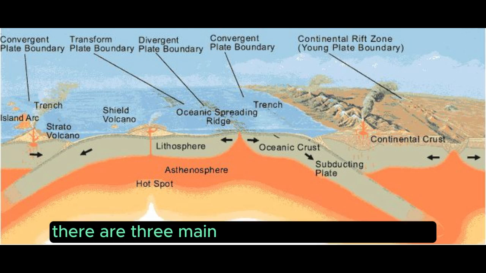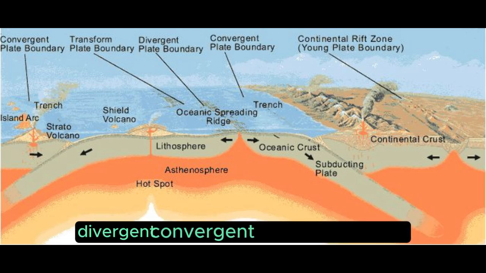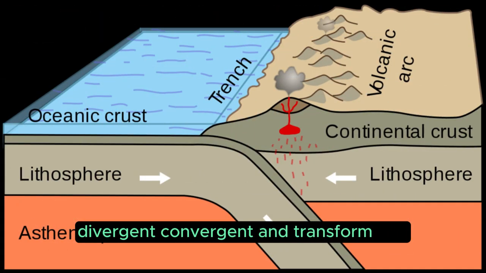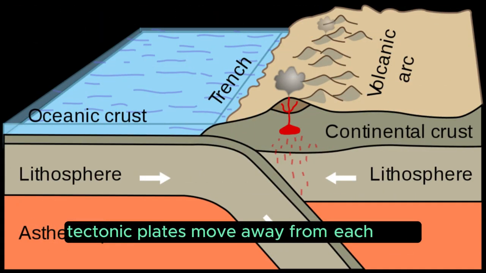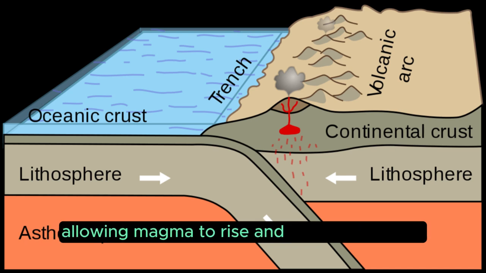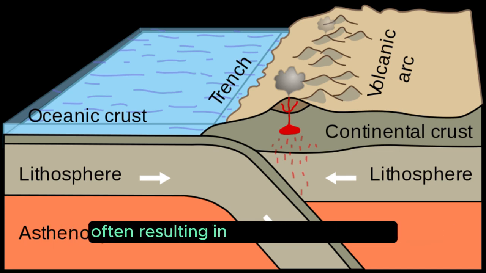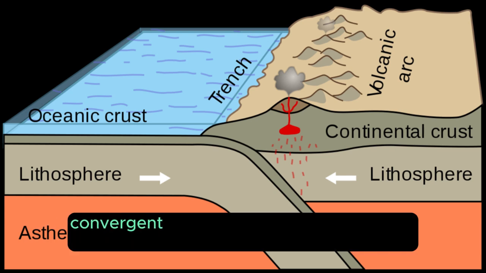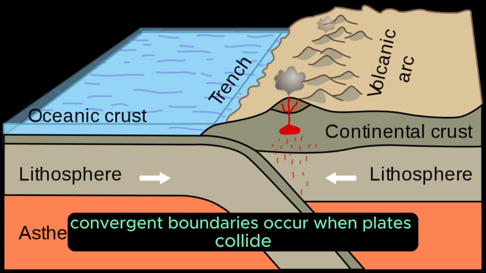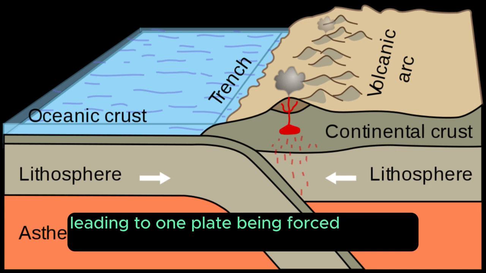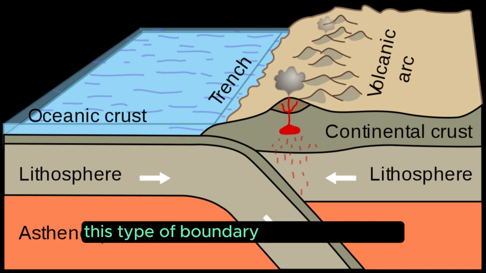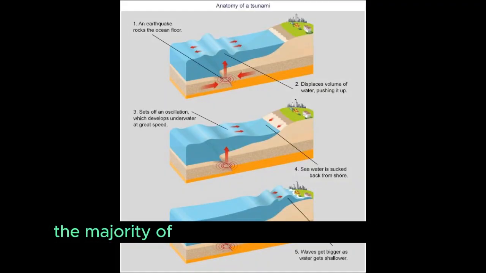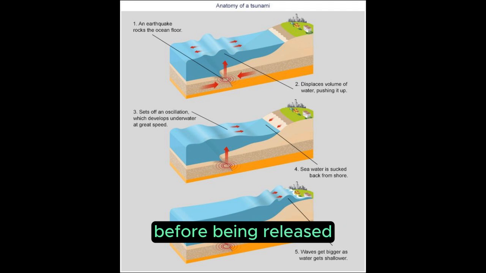There are three main types of plate boundaries: divergent, convergent, and transform. At divergent boundaries, tectonic plates move away from each other, allowing magma to rise and create new crust, often resulting in smaller earthquakes. Convergent boundaries occur when plates collide, leading to one plate being forced beneath another in a process known as subduction. This type of boundary is responsible for the majority of the world's largest earthquakes, as immense pressure builds up before being released.